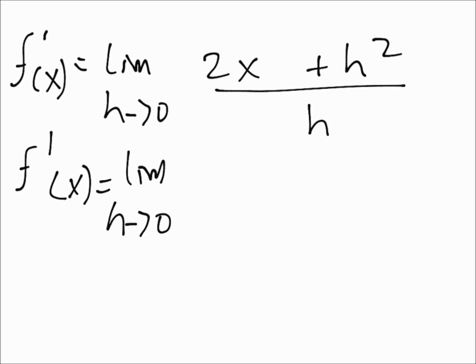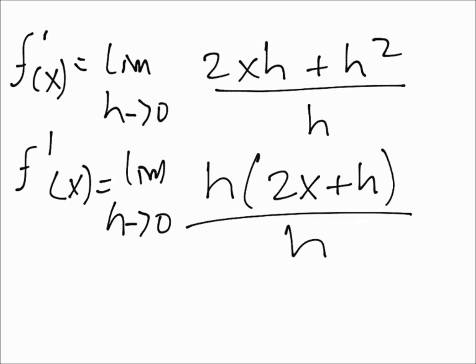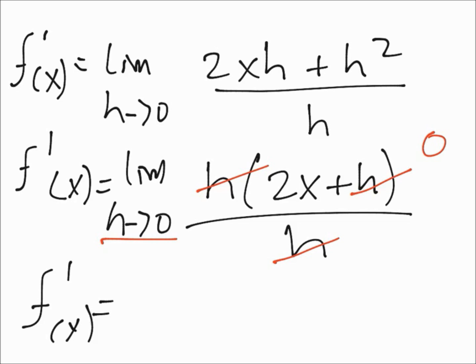This is 2xh, I'm sorry. So the h, we can take one h out. We will have 2x plus h. The h is gone. And then we cannot simplify this anymore, so we apply the limit. And this would become 0 because of the limit. Our answer would be 2x. You can do it using that equation, or using the power rule I gave you.